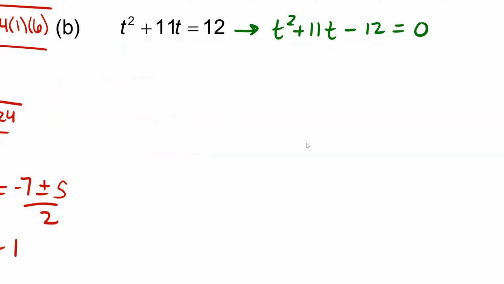Sure. Greatest common factor? No. Difference of squares? No. Perfect square trinomial? No. Can we factor? Do we know two numbers that add to 11 and multiply to -12?